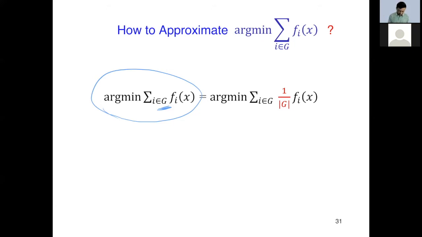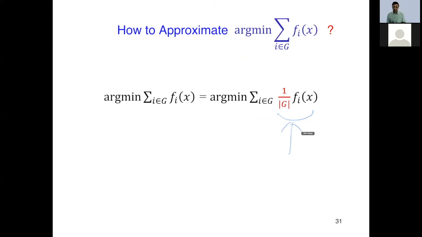Now, this argument on the left is actually identical to the argument on the right-hand side, because all I have done is to multiply each of these functions by 1 over g, the size of set G. I multiplied each function just by a constant. Now, if you scale each function by a constant, it doesn't really change the argument that minimizes the cost, and therefore these two are actually just identical.